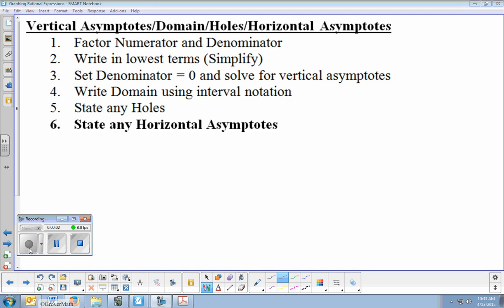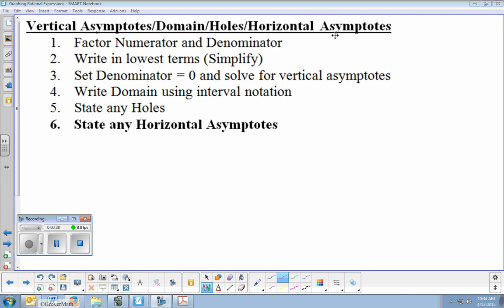Vertical asymptotes, domain, holes. Specifically, this video is covering horizontal asymptotes. So we covered steps 1 through 5 already. We've talked about vertical asymptotes, domains, holes: factor, simplify, right, in simplest terms, finding if something doesn't cross out on the denominator with x, that's going to get you a vertical asymptote, which is a restriction on your domain. If something does cross out with the simplifying process, then that's going to be the x value of a hole, which you could then plug into what's remaining to get the y value of the hole. So we've covered all of that.